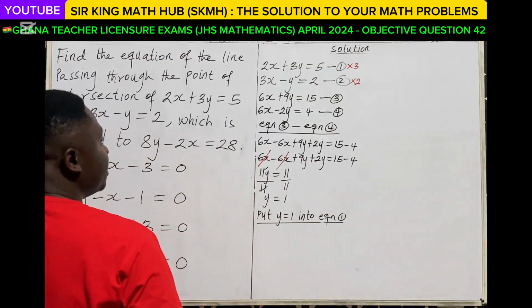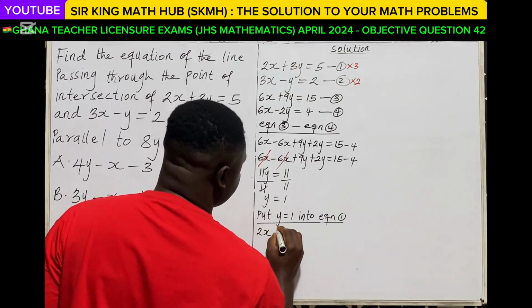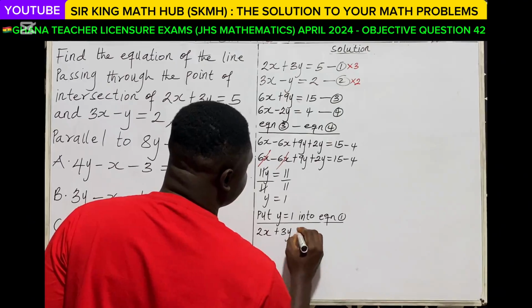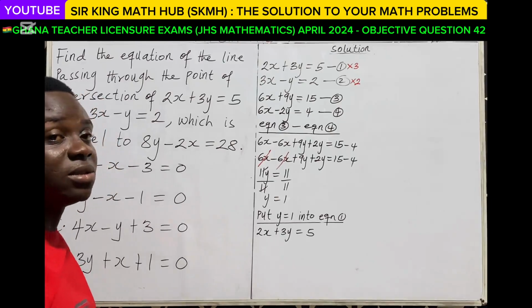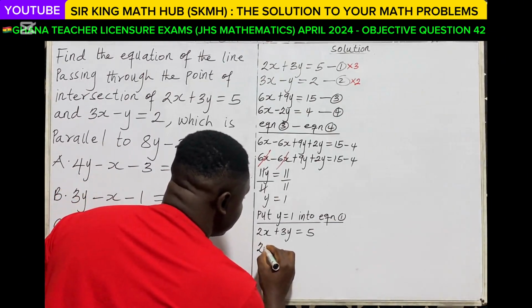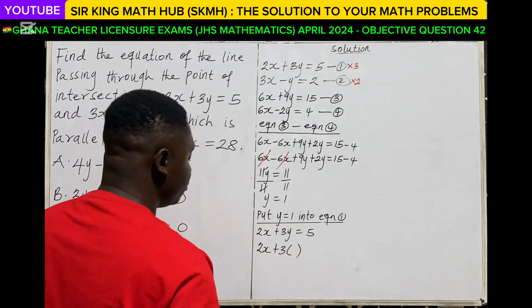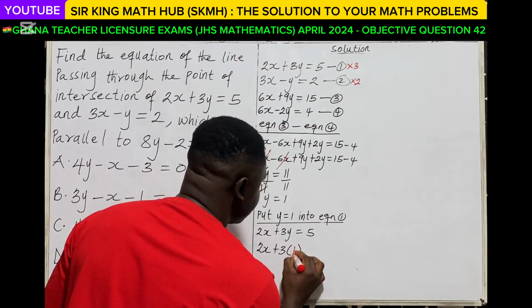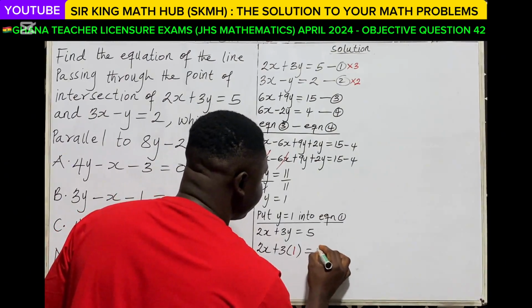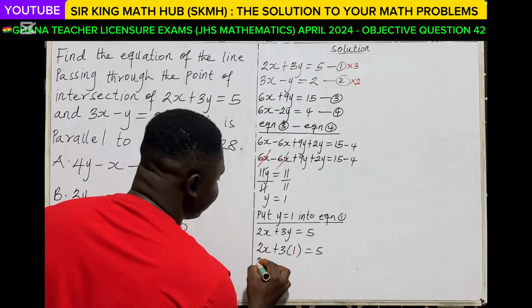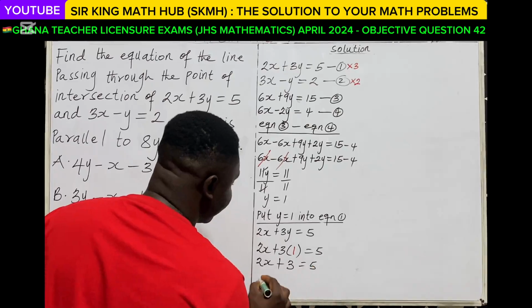Okay, so now let me repeat equation 1. Equation 1, we have 2x plus 3y is equal to 5. So anywhere we see y, we substitute 1 there. So we have 2x plus 3, in place of y we substitute 1, and this must be equal to 5. So we have 2x plus 3 is equal to 5.